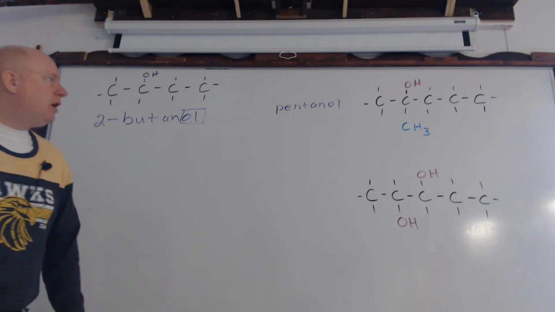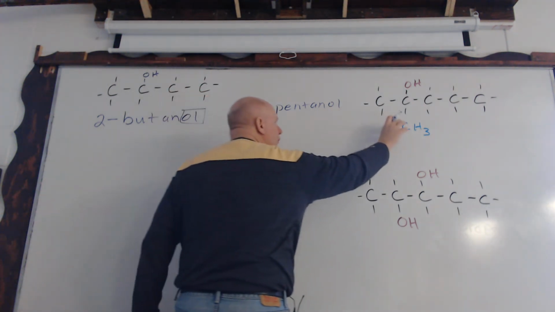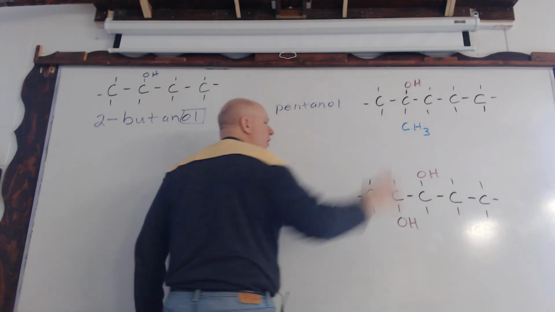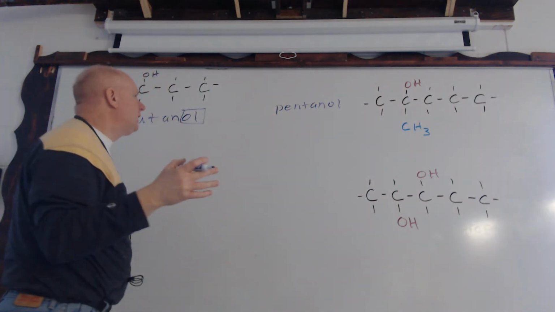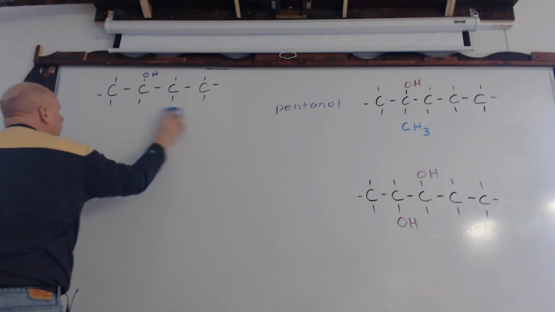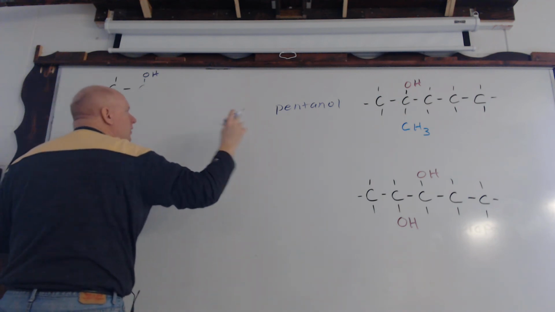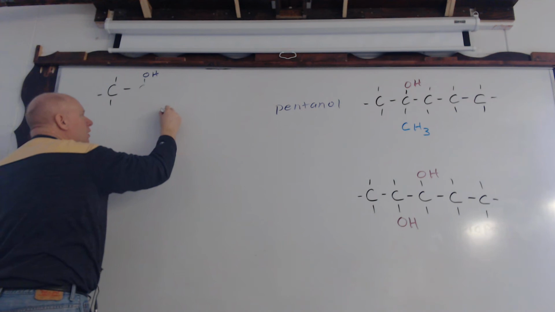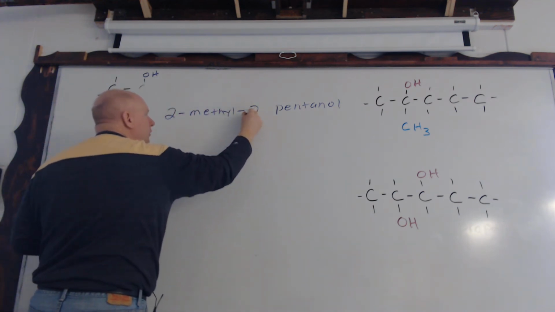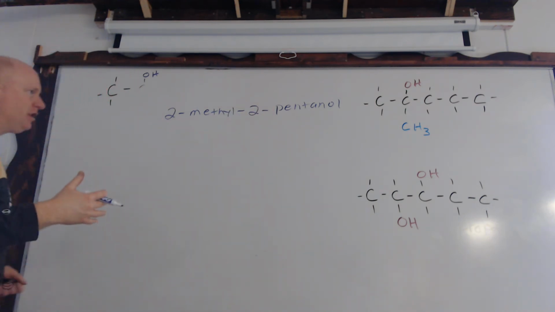So in this case, we want the lowest combination again. And with this, we're going left to right. We've got a methyl group on the second carbon, and because we're going to name the alcohol last, or where that's located. Okay? So what we see here is on the second carbon again, we've got a methyl group. So 2-methyl-2-pentanol.